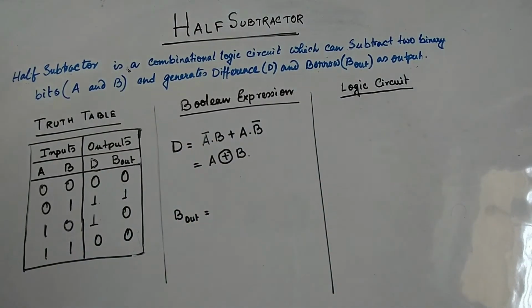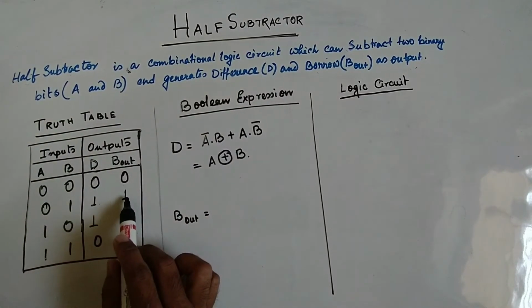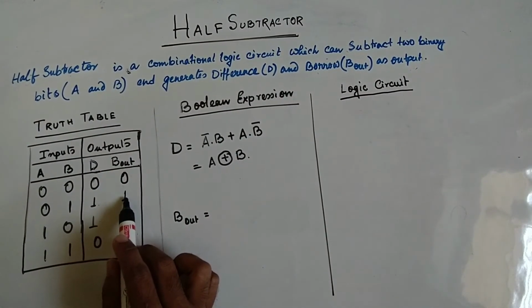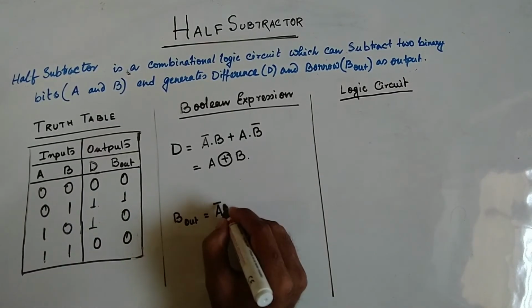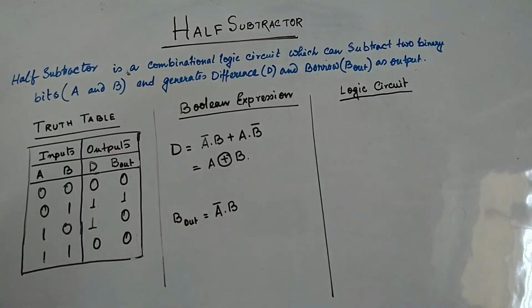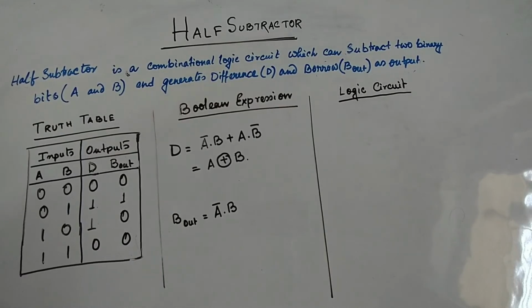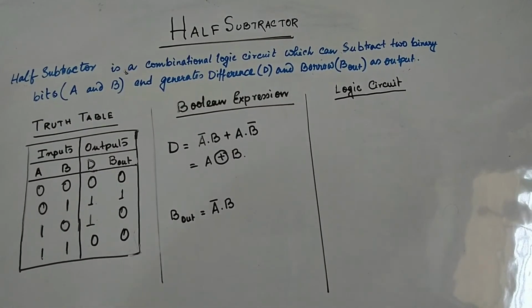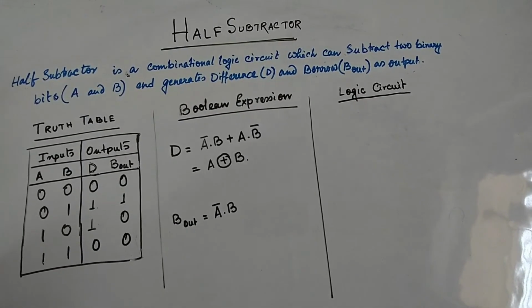So again it is the expression of XOR gate, so we can rewrite this equation as A XOR B. And for B out, in this column B out equals 1 when A equals 0 and B equals 1. So in min term it means A complement B. So this is the expression of difference and borrow out for half subtractor.